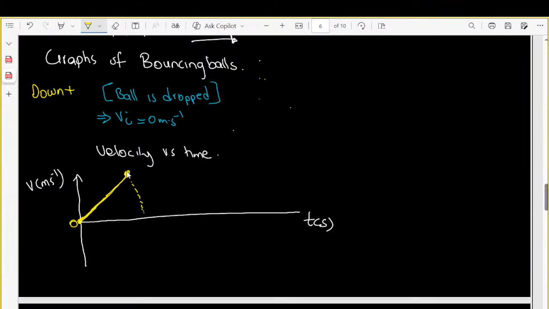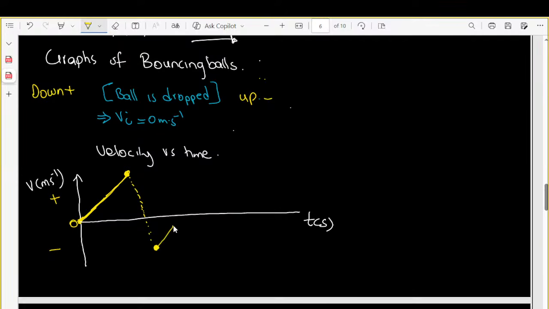So now if down is positive, this tells us that up is negative. So the moment it bounces, it's going to go up with a negative velocity, whatever velocity it bounces off the ground with. So maybe we're going to start somewhere here. Remember, this is my negatives, this is my positive. It's going to start somewhere here, then it's going to go up.